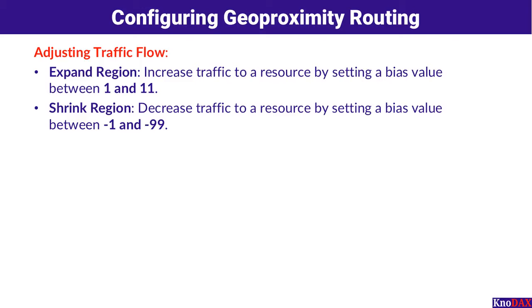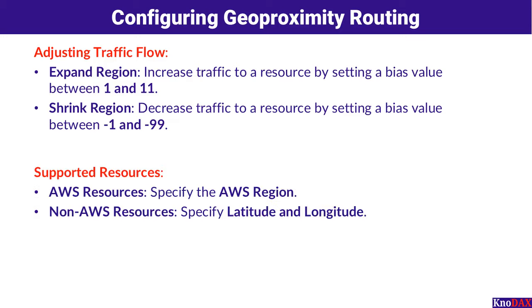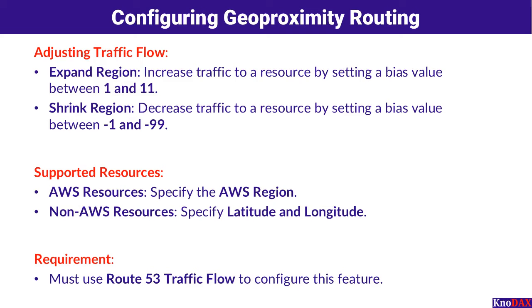Now, let's talk about configuring the Geoproximity Routing policy in Amazon Route 53. To adjust traffic flow, you can use bias values. To expand a region and increase traffic to a resource, set a bias value between 1 and 11. To shrink a region and reduce traffic to a resource, set a bias value between 1 and 99. This policy supports both AWS resources and non-AWS resources. For AWS resources, you specify the AWS region. For non-AWS resources, you use the latitude and longitude of the resource. It's important to note that to use this feature, you must configure it through Route 53 traffic flow.